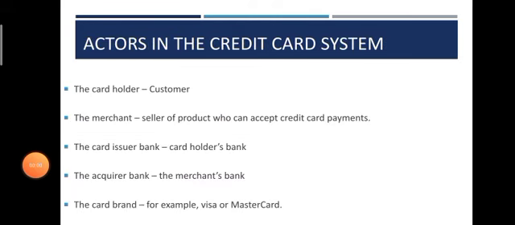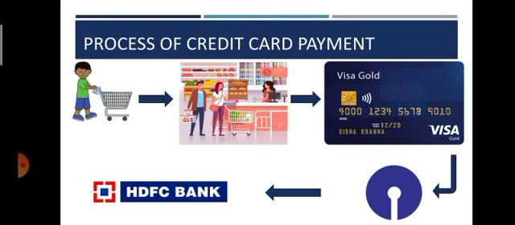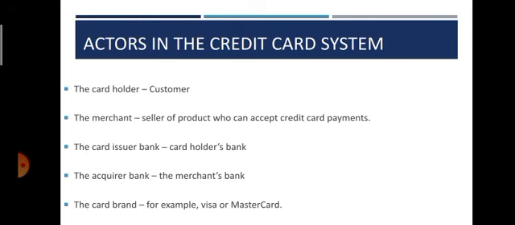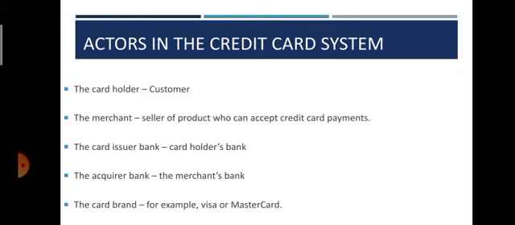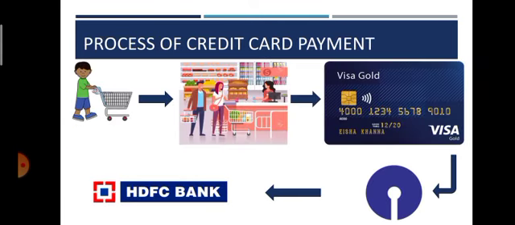So as you have seen over here, there are different actors in the credit card system. So as you have seen in the picture, the card holder, that is the customer. This customer is the card holder, and the merchant. So here you can see this girl, she is the merchant over here. That means the seller of the product who can accept credit card payments. The card issuer bank, that is the card holder's bank. This SBI bank is the card holder's bank, that means he is the customer, his bank is this SBI bank.